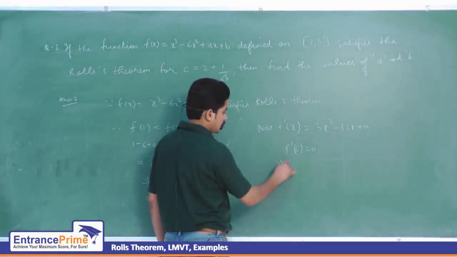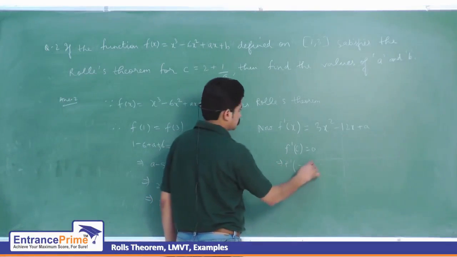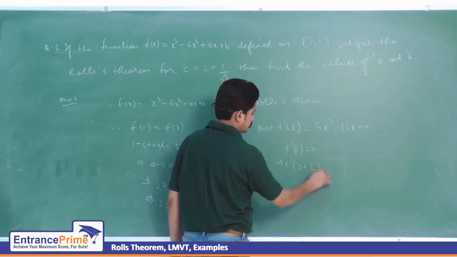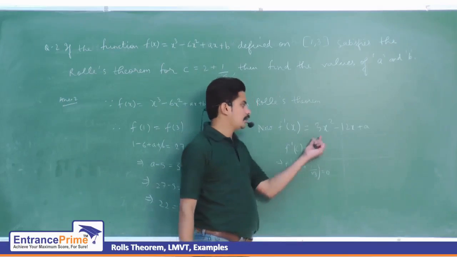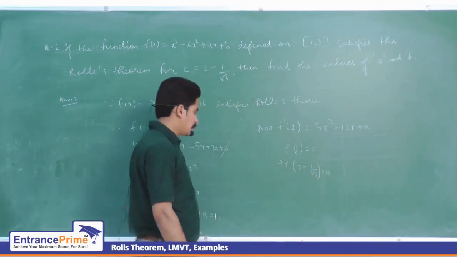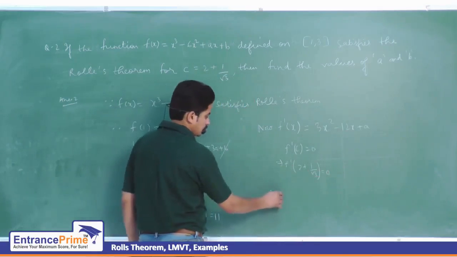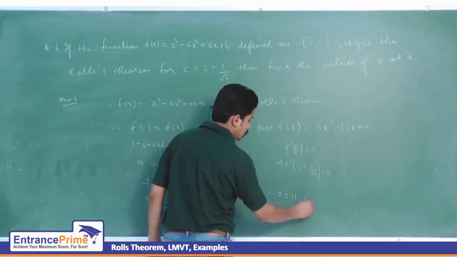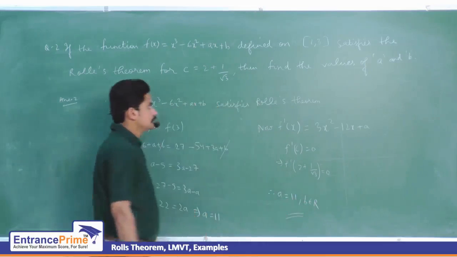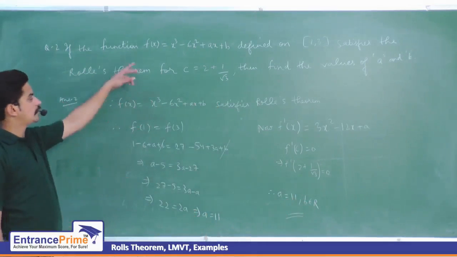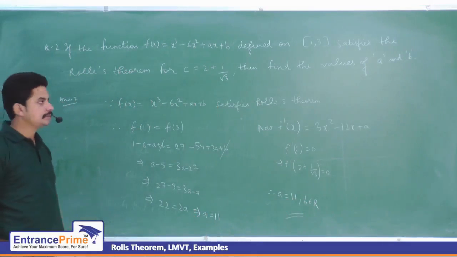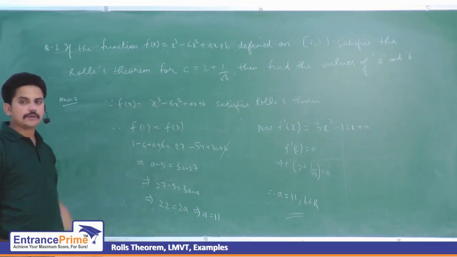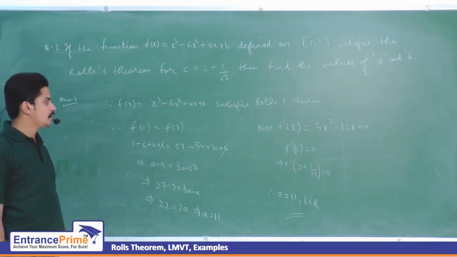If you put c here, f'(c) equal to 0, you will again get a equal to 11. So we can say that for a equal to 11 and b belonging to any real number, Rolle's theorem will be applicable for this function in the interval 1 to 3, and for that we will get the value of c as 2 plus 1 by root 3.